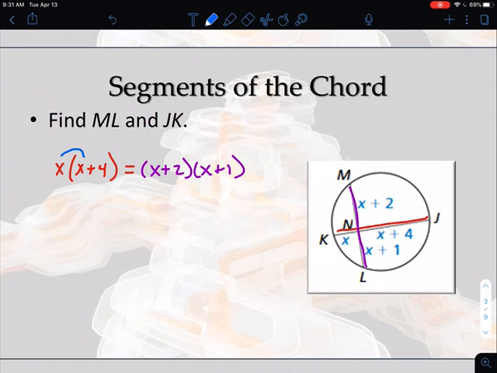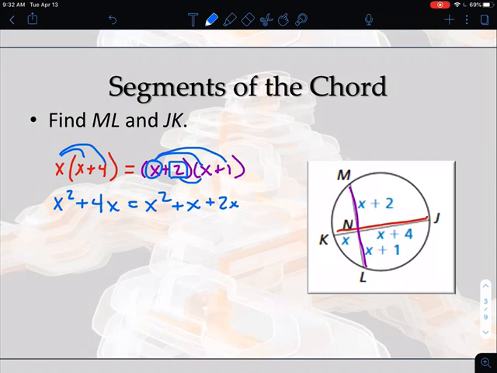So if I'm looking at the first part here, I take X times X and get X squared. I take X times 4 and get 4X. And then on the other side, as I distribute, I'm going to start with the X. So X times X is X squared. Then I'm going to take X times 1 and get X. Then I go with the 2 and I distribute it. So 2 times X is 2X. 2 times 1 is 2. And so now I can go ahead and combine like terms.